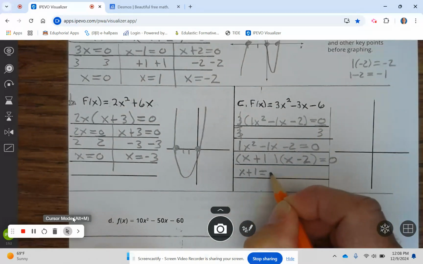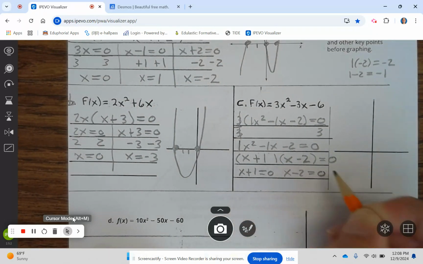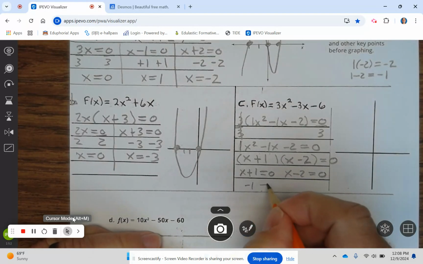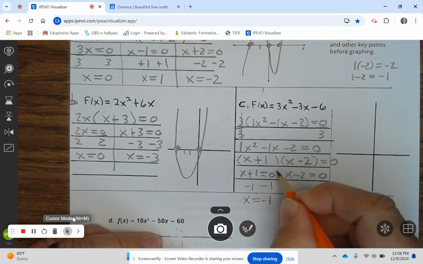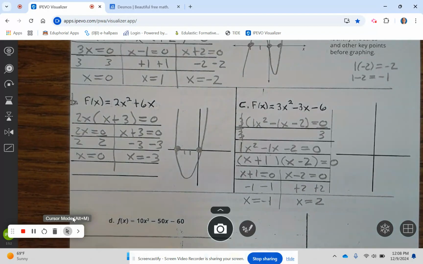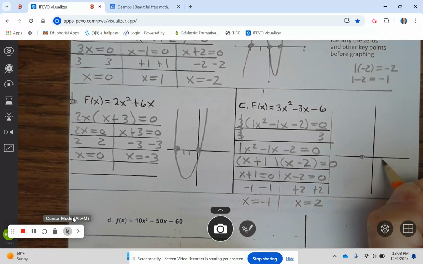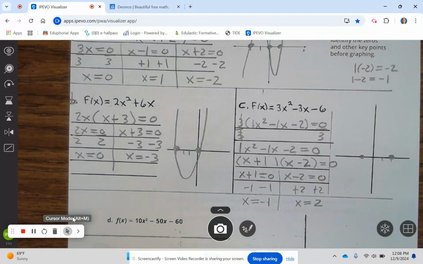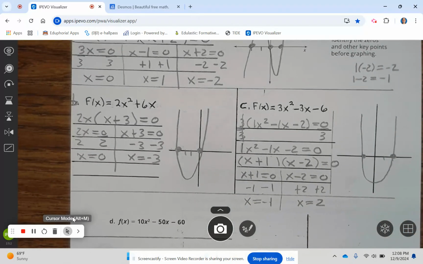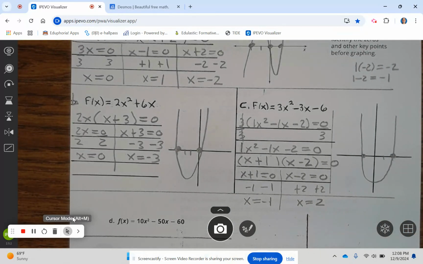X plus 1 equal to 0. X minus 2 equal to 0. Subtract 1 from both sides, you get x equals negative 1. Add 2 to both sides, you get x equals 2. So we have zeros at negative 1, 2, and 0. So our quadratic function looks like so. Right. Go ahead and finish up B and C. Let's take a look at D.